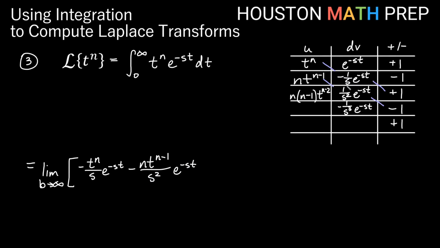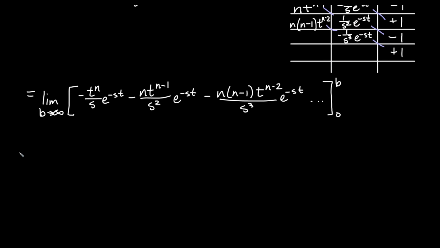We have our last one, and then we'll just expand from there. It's negative again. We have minus, n minus 1 came out. We have t to the n minus 2, all of that is over s cubed, e to the negative st. We're going to just say dot, dot, dot, the pattern continues, and then we'll think about whether we can establish a pattern from here, from 0 to b. Okay, so let's start here now by thinking about what happens when we plug in b.